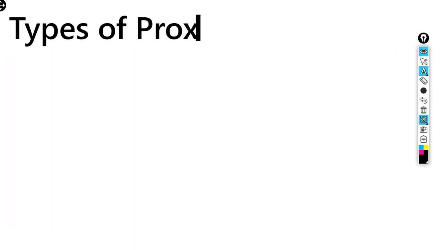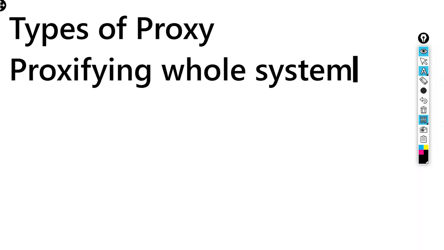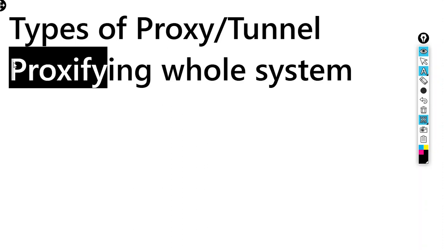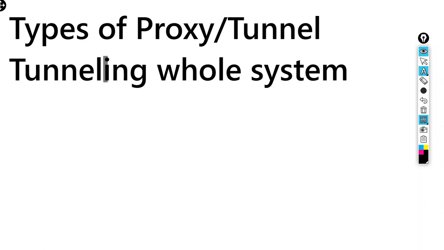Now again, proxies are of two types, so let us discuss that first. Types of proxy. The proxy is of two types, as I told you. The first one is proxifying the whole system. We can call it proxy, or sometimes we call it tunnel. So tunneling the whole system or proxifying the whole system refers to the same thing. So I would be naming this as tunneling whole system.